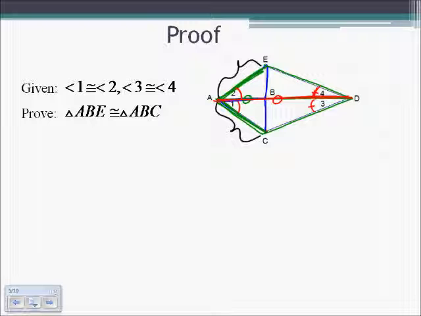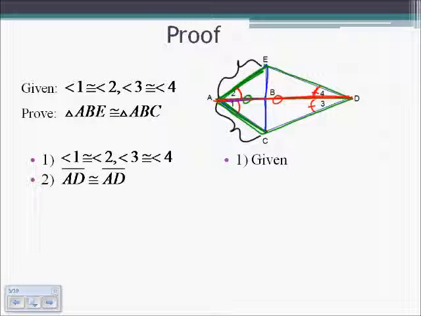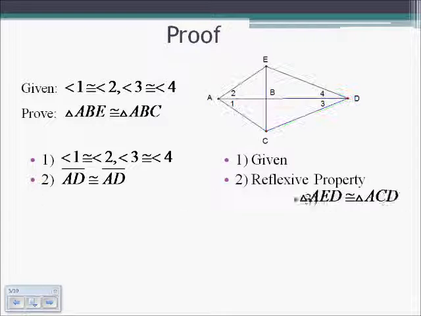Alright, so I have my setup. Let's write some of this up. I have my given, of course, things that I can state right away. I know that AD, the big long piece, is congruent to itself by the reflexive property. If I know that I have the reflexive property, which is the side being congruent, and those two angles, I know the triangles are congruent.